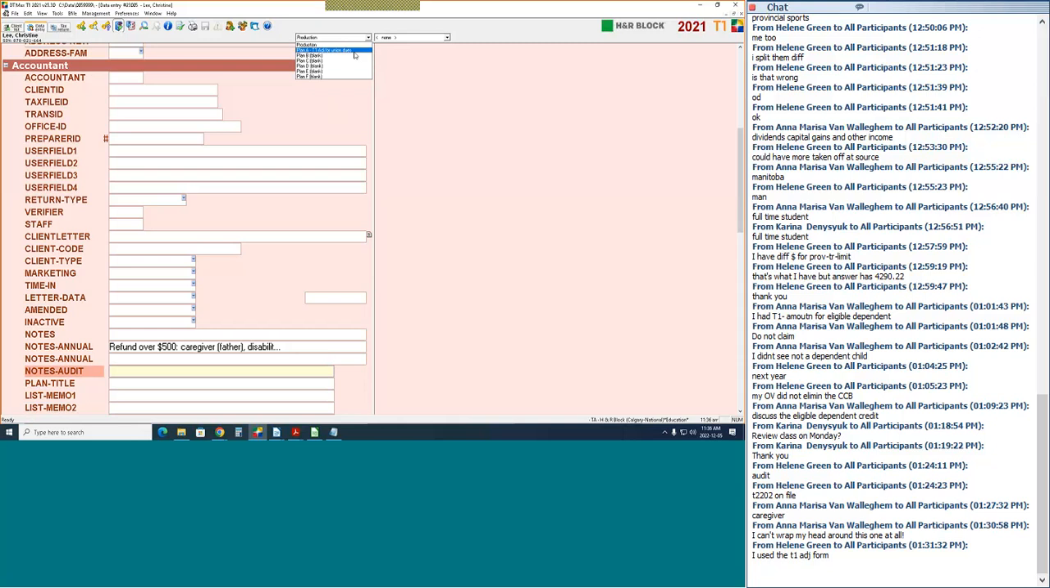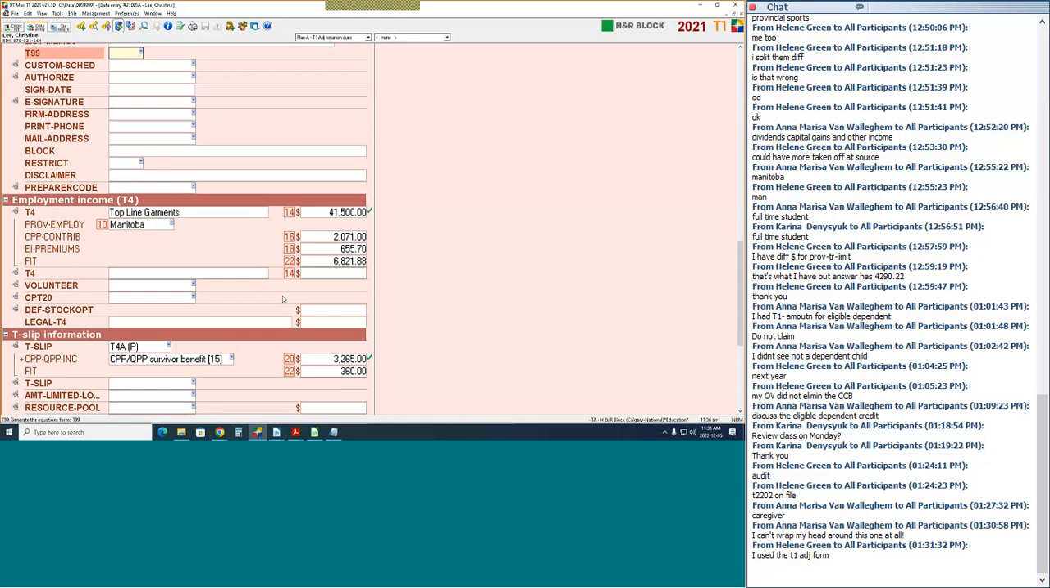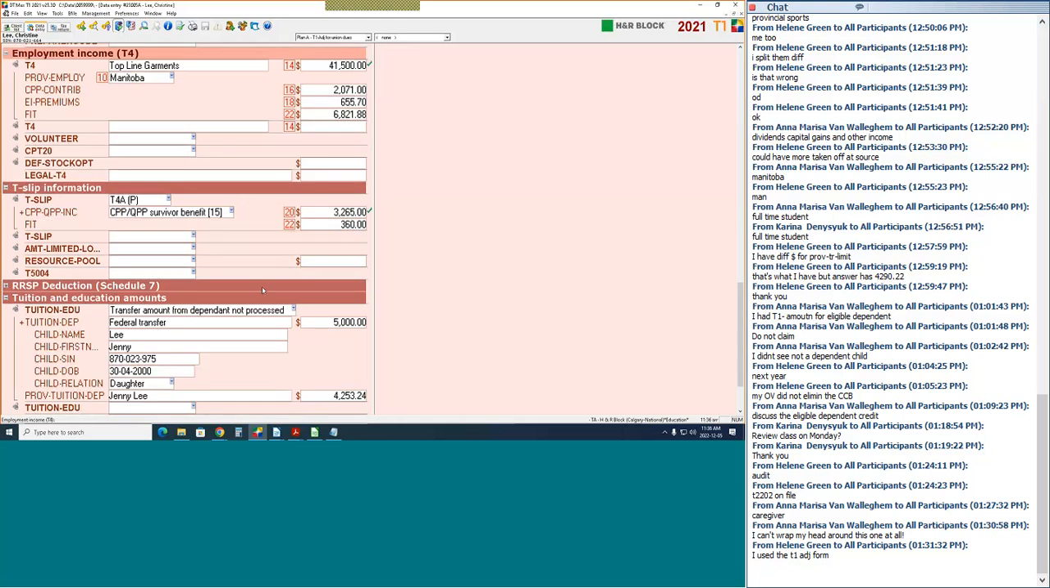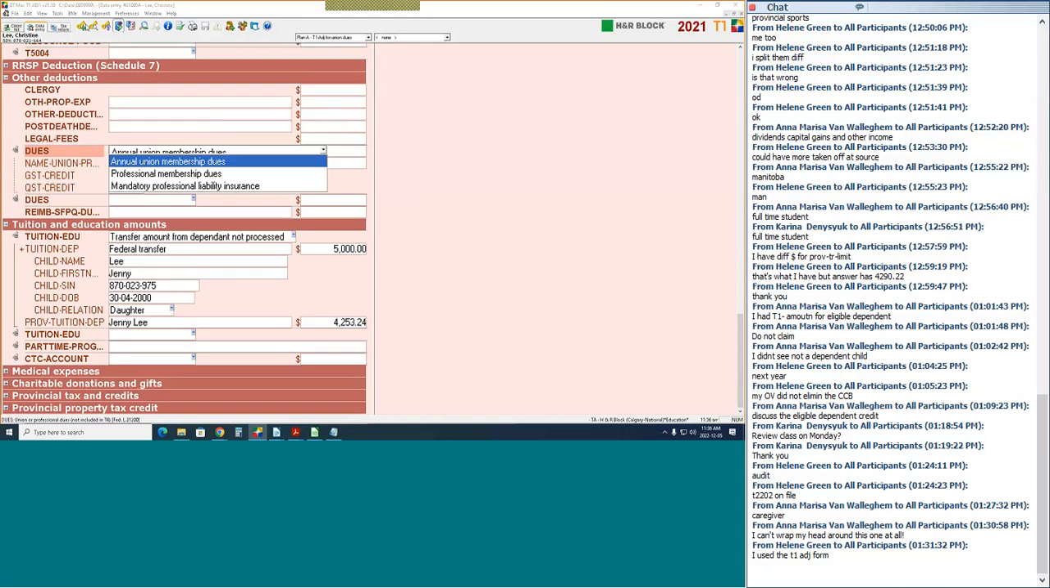So again, I'm going to pick my plan A, which I know is for union dues. Then I can go in and change whatever I want to change. So I can go in here and say I need to add some dues, and I need to add regular union dues, and I need to do $600, whatever they were, name of union, whatever it was.